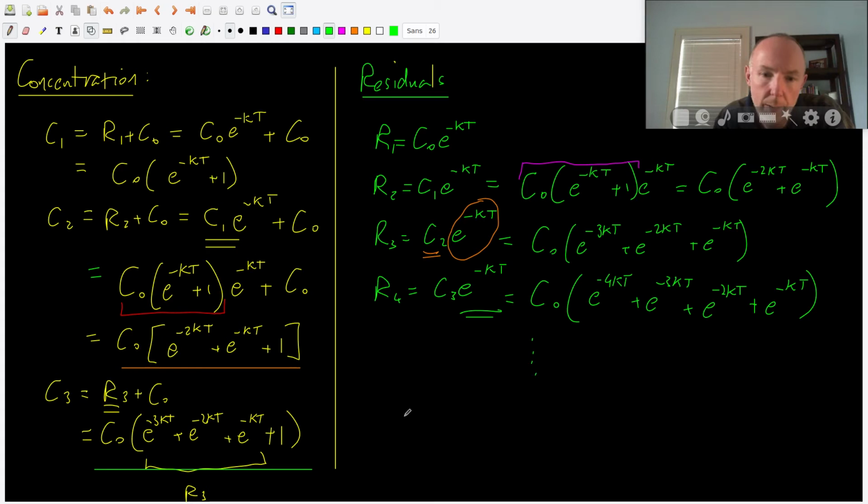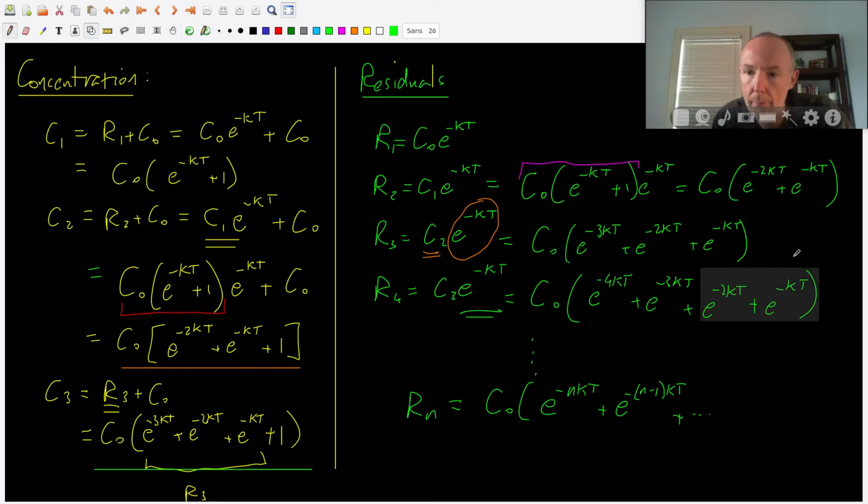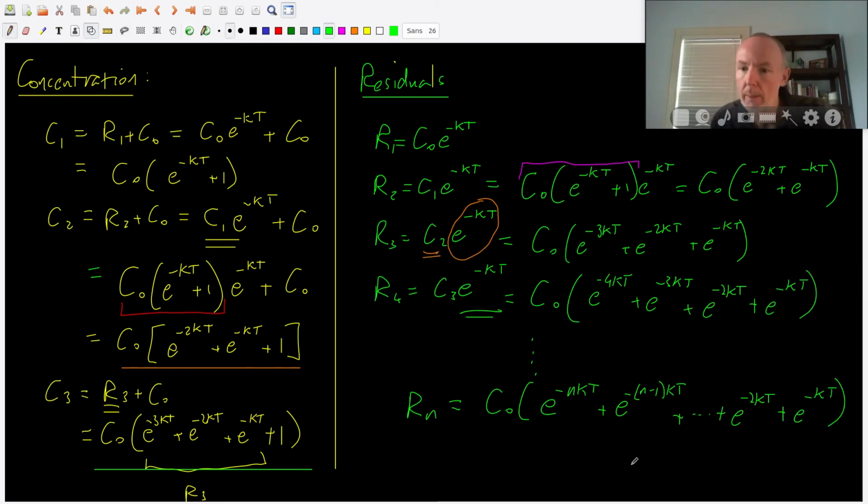Hopefully you can see that Rn, it seems reasonable, is going to be C0 times something. The fourth one had a 4 there, the third one had a 3 there, the fourth one had 4 terms, the third one had 3 terms. This is going to be e to the minus nkt plus e to the minus (n minus 1)kt, all the way down until we run out. So it's going to start with e to the minus nkt, and it's going to go all the way down to 1 lot of kt.